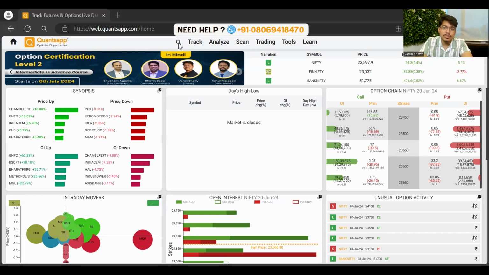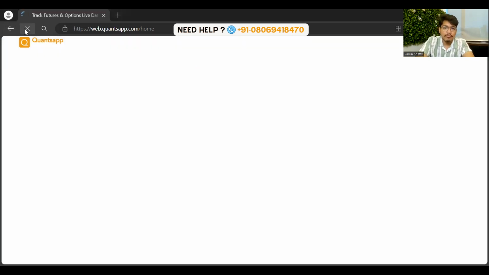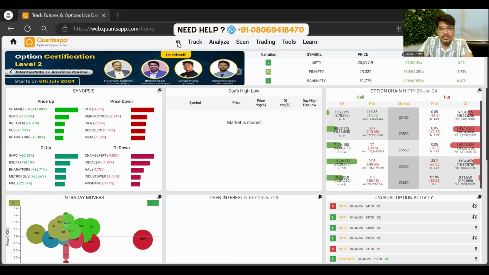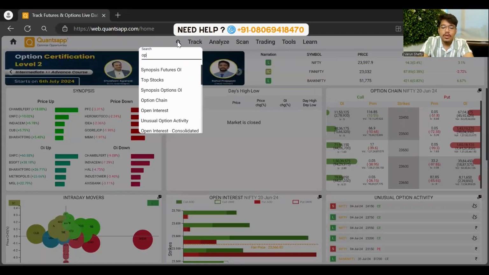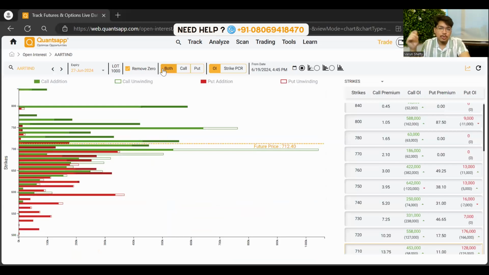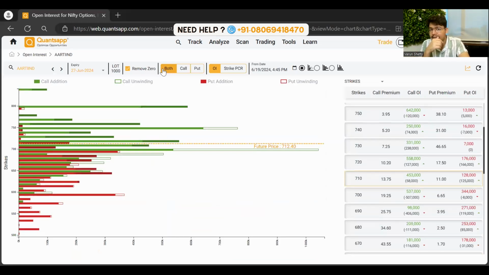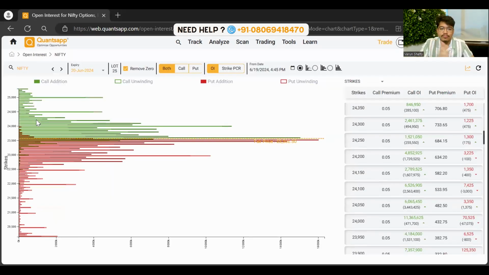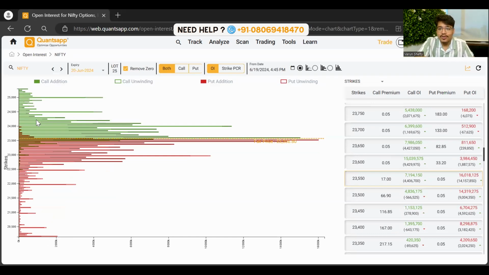So just go to the search option. Once you search for open interest, you'll find the tool. Let me click on the search option, open interest. You can just click on it. This is the open interest tool that you are finding right here. You can search for any symbol. I'll just search for Nifty because index traders are a lot more, so I want to make the index traders happy, right?